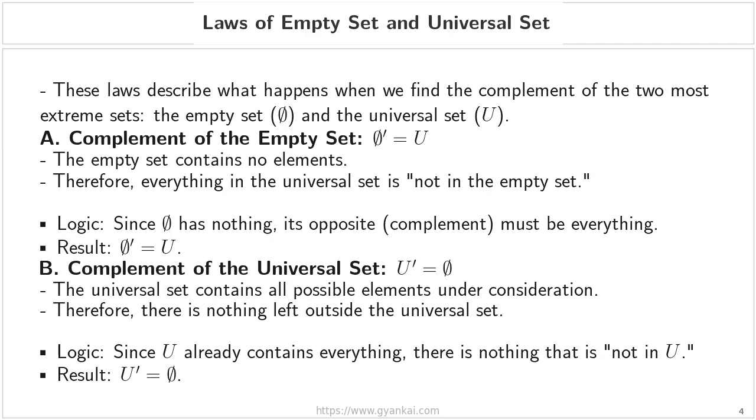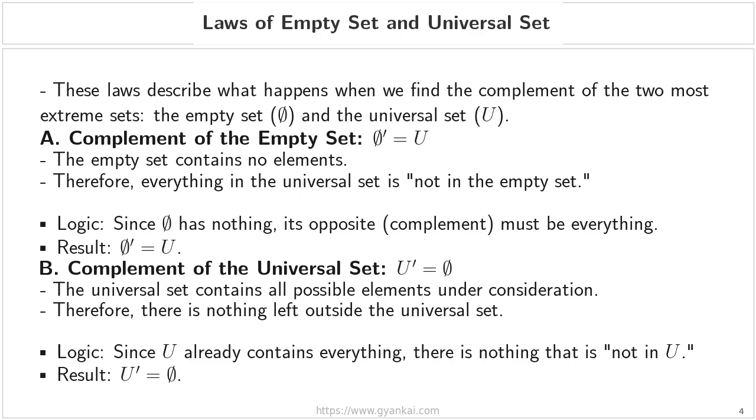Moving on to part B, we have the complement of the universal set. Here, we take the universal set, U, and find its complement, U prime. The law tells us that U prime equals the empty set, or phi. This is the exact opposite of what we just discussed. The universal set is all-encompassing. It contains every possible element under consideration.